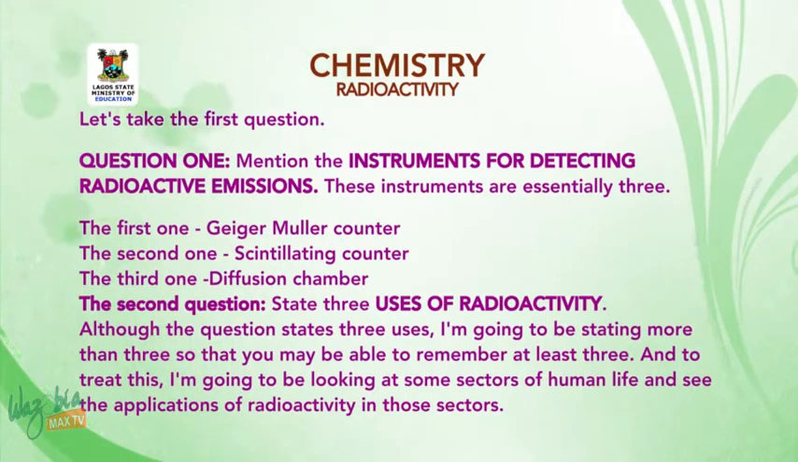Mention the instruments used for detecting radioactive emissions. These instruments are essentially three. The first one, Geiger-Müller counter. The second one, scintillating counter. The third one, diffusion chamber.